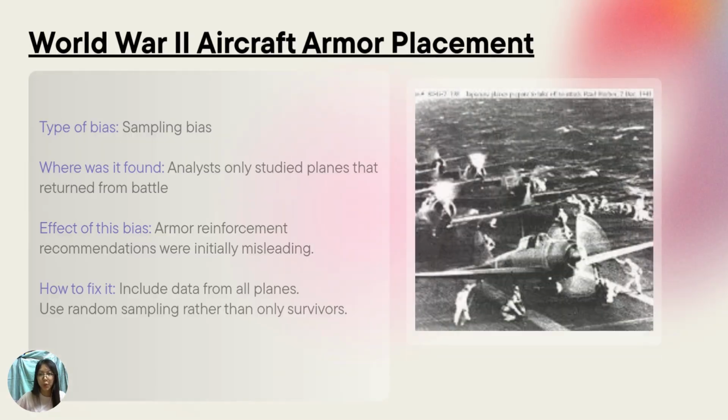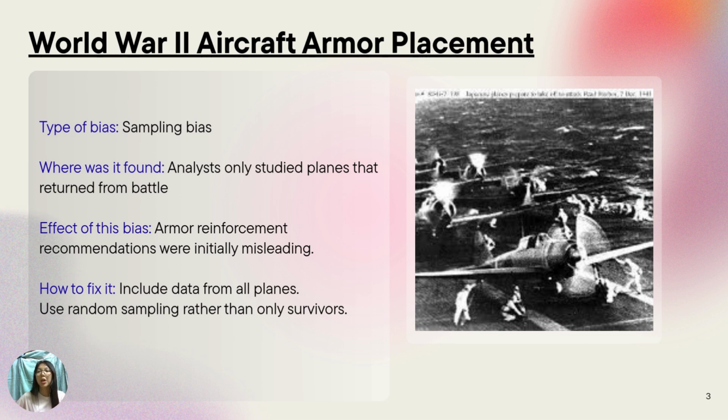So the first example, we have World War II aircraft armor placement. This is an example of sampling bias. The sample was not representative of the entire population of planes. So where was it found? Analysts only studied planes that returned from battle, ignoring planes that were shot down. The effect of this bias is that reinforcement recommendations were initially misleading. Analysts could have added more armor to areas that didn't actually need it and neglected areas where planes were most vulnerable.